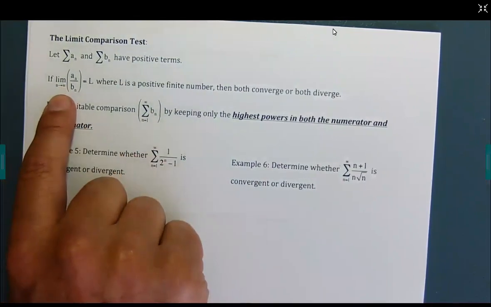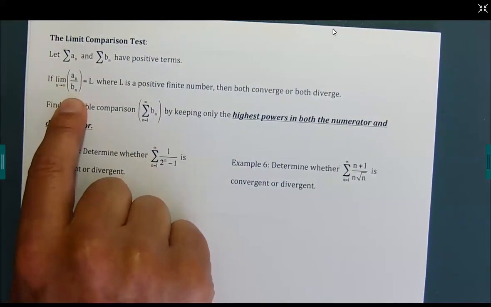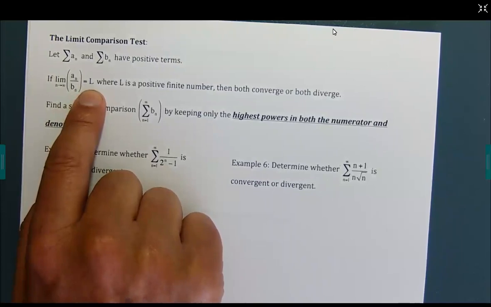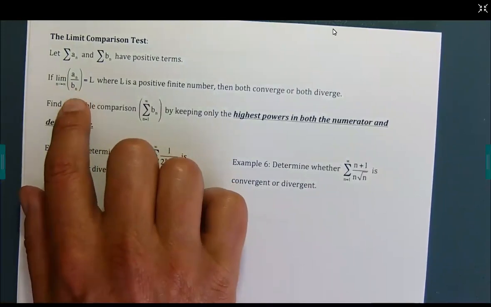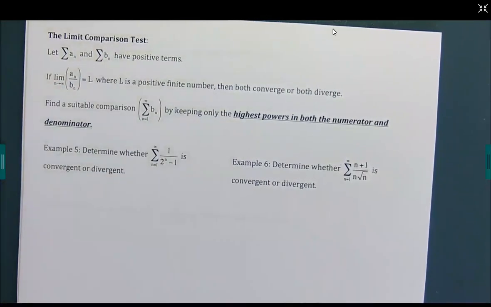If we take the limit as n goes to infinity of a sub n over b sub n, and that converges to a specific positive number, then both of them converge or both diverge. So similar to the other comparison test, but this time we're running a limit. And this one, again, we get a lot more flexibility with compared to the other one.